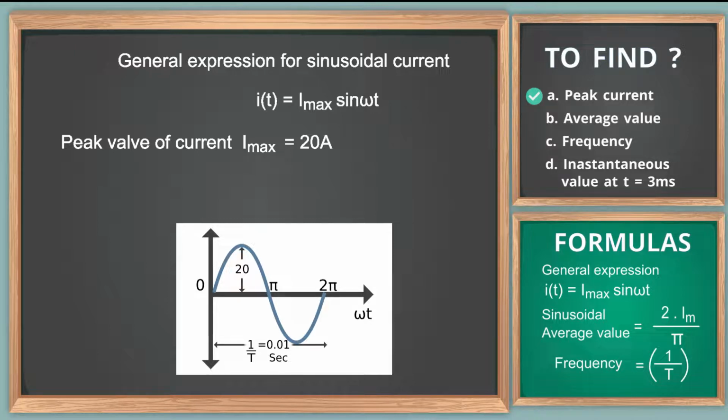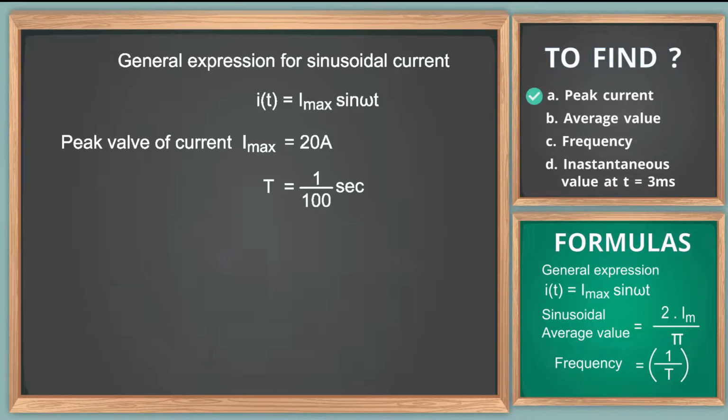The given current waveform is completing one cycle in T = 1/100 seconds. That is, the period of the given waveform is 1/100 seconds. If you again go through the general expression for the sinusoidal current, we have it as i(t) = I_max sin(ωt).